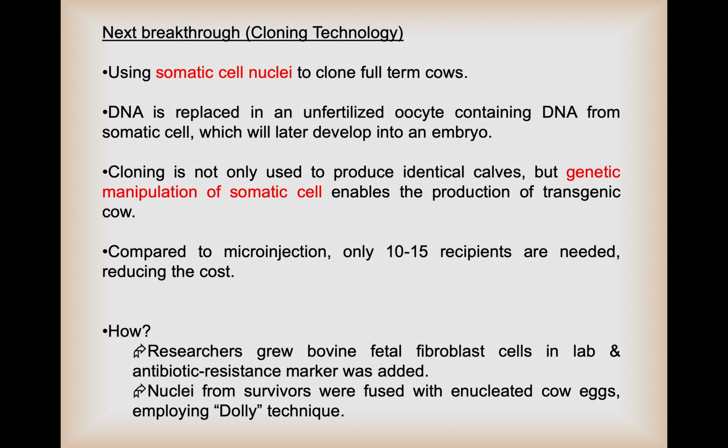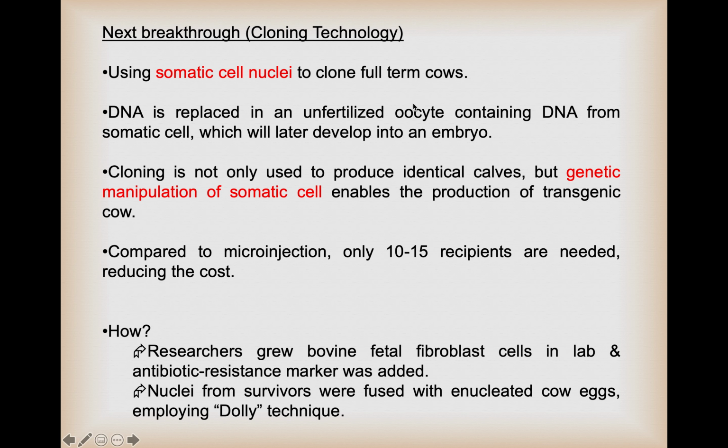So what they came up with to improve it is cloning. They use somatic cell nuclei to clone a cow to full term, where the DNA is replaced in an unfertilized oocyte with DNA from a somatic cell, which later develops into an embryo. Cloning is only used to produce identical calves, but genetic manipulation of the somatic cell enables the production of a transgenic cow. Compared to microinjection, only about 10 to 15 recipients are needed, hence reducing the cost.